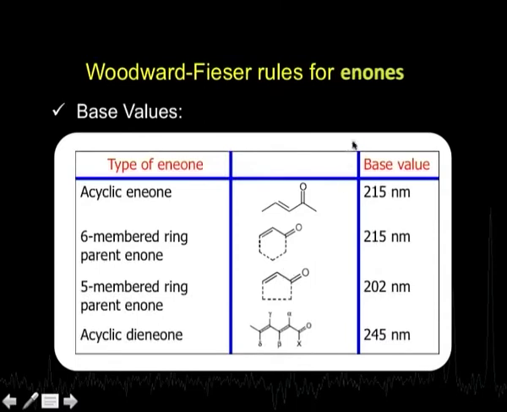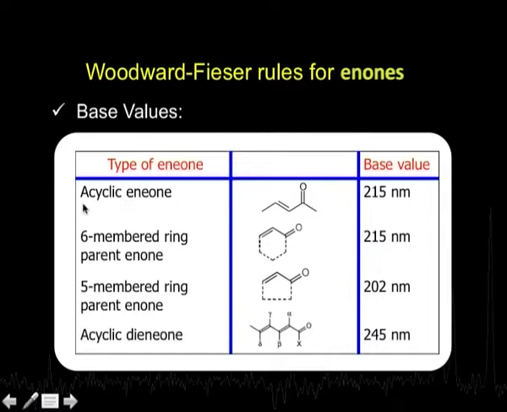Okay, now let us see what these rules are. If you remember, in the previous session we talked about the rules for dienes. There, we defined the base chromophore and the base value for that, that is, the lambda max value for that. In this case also we continue in the same direction, and for enones, different kinds of chromophores have been identified.